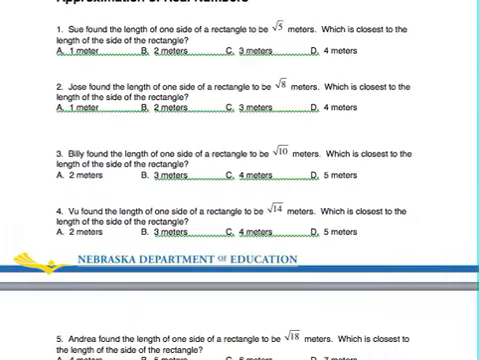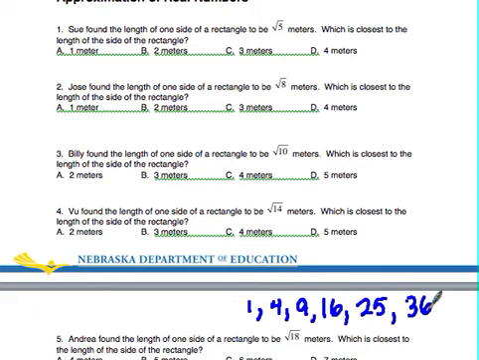This is what you need to do. For those of you that are struggling with this, what's the first perfect square? 1, right? What's the next one? 4. Next one. 9, 16, 25, 36. That's what we're doing. We're finding what number's closest to. So let's look at the next one with Andrea.